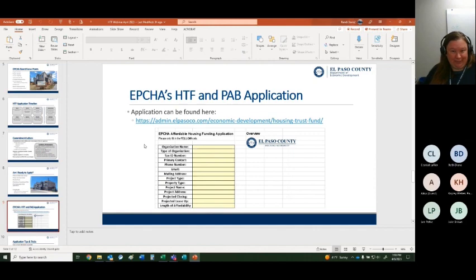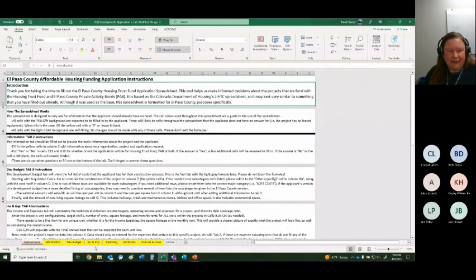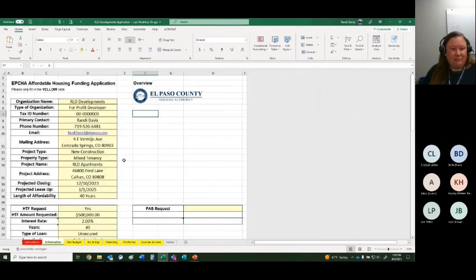So a little bit about the application. Here's the link right here. Crystal said she would try to put the link to that in the chat as well, so you can go look at that too. I'm going to take a look here. I created my own dummy application last night so we could play with some numbers as we're looking at the application. You will see it looks very familiar.